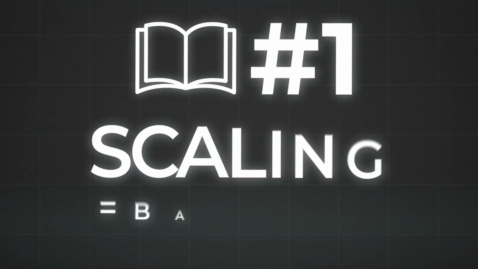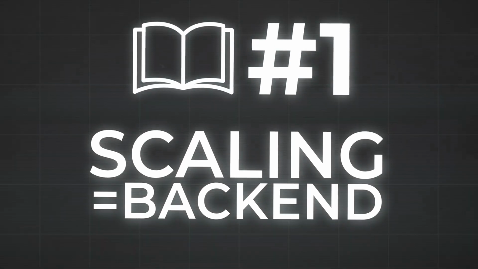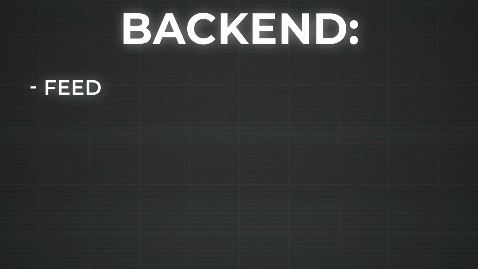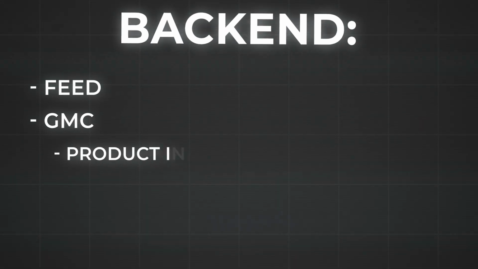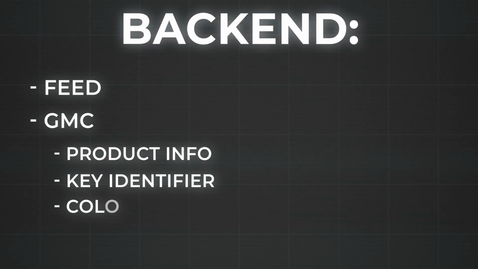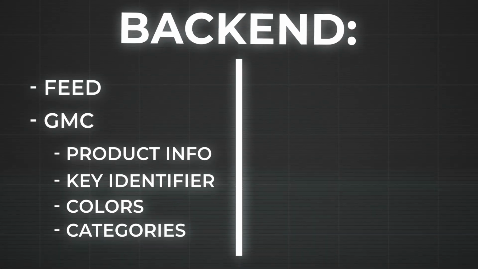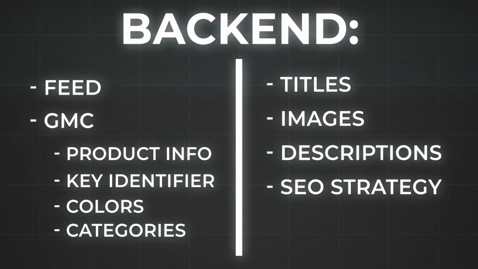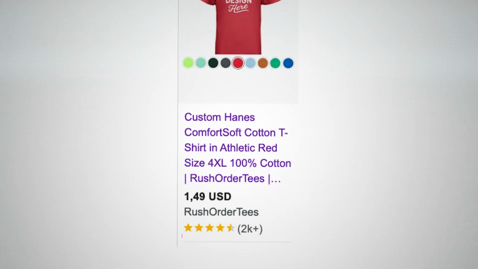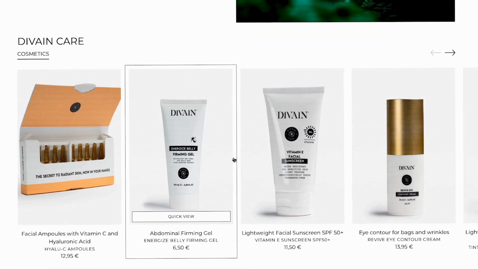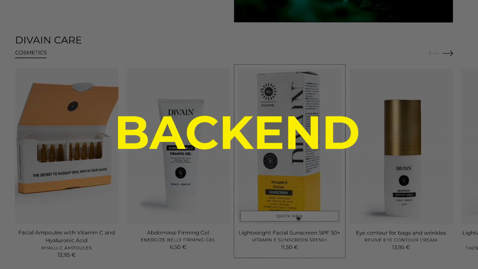The first law which you must know about is that scale is found on the back end with Google Ads. When I say the back end, I'm referring to things such as the product feed, what you do within the Google Merchant Center, the information you submit regarding your product, like product key identifiers, the specific colors, categories, etc. of your product, what you do with the titles, images, descriptions, if you have a proper SEO strategy or not, even what you do with things like reviews, if you have specific promos or not. All of these things, including your landing page experience, determine the back end of your Google Ads account.